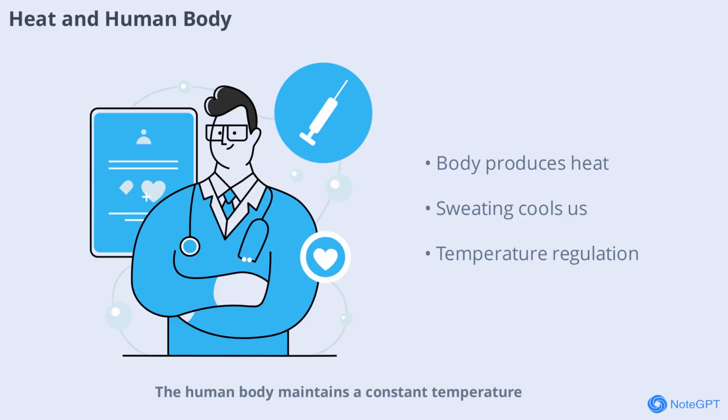The human body maintains a constant temperature through processes involving heat production and loss. Metabolic activities generate heat, while sweating and blood circulation help regulate body temperature. Understanding these processes is important for health and explains why we feel hot or cold in different environments.